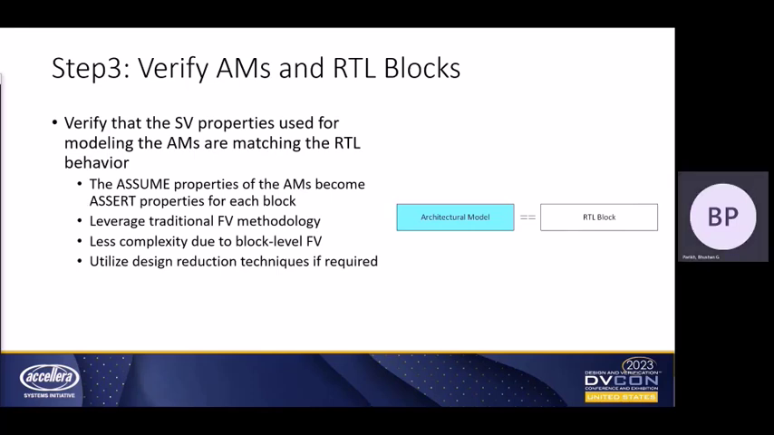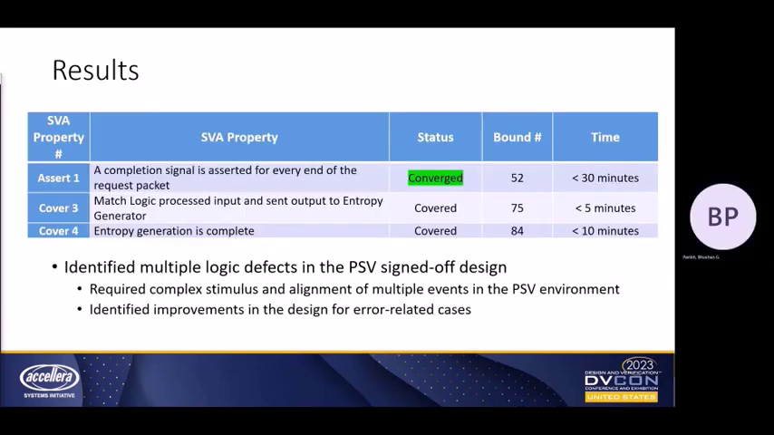Now let's go over the results we achieved after embracing this methodology. With the help of the architectural formal verification methodology, we were able to achieve full convergence for our no deadlock assertion property at the system level. We were able to accomplish this task within 30 minutes. That is in contrast to inconclusive results after 24 hours of runtime using the traditional formal verification methodology.